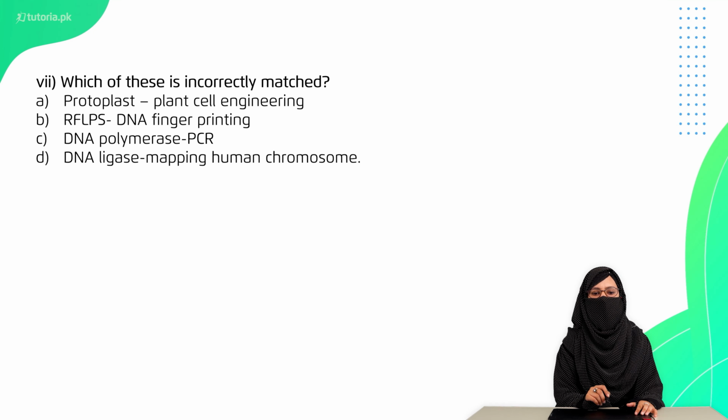Question 7, which of these is incorrectly matched? Protoplast, plant cell engineering. RFLPs, DNA fingerprinting. DNA polymerase, PCR. DNA ligase, mapping gene, human chromosome. The right option is option D, DNA ligase mapping human chromosome.